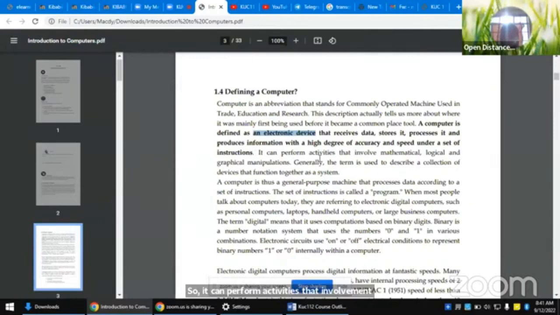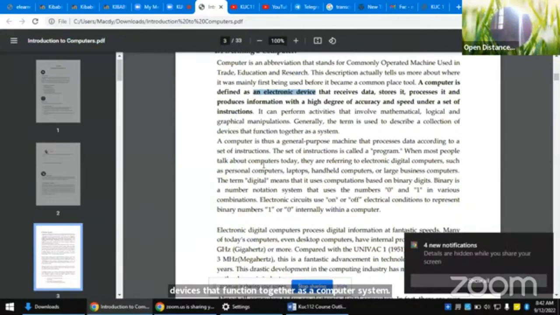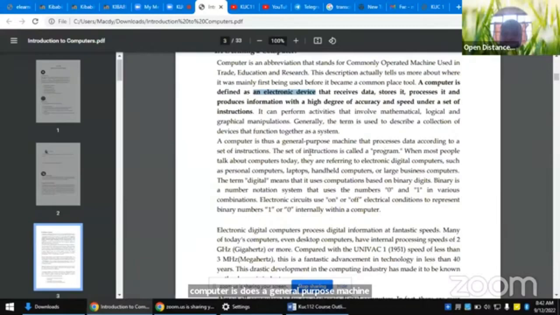Generally, the term is used to describe a collection of devices that function together as a computer system. So a computer is thus a general purpose machine that processes data according to a set of instructions. The set of instructions is called a program. When most people talk about computers today, they are referring to electronic digital computers, such as personal computers, laptops, handheld computers, or large business computers.